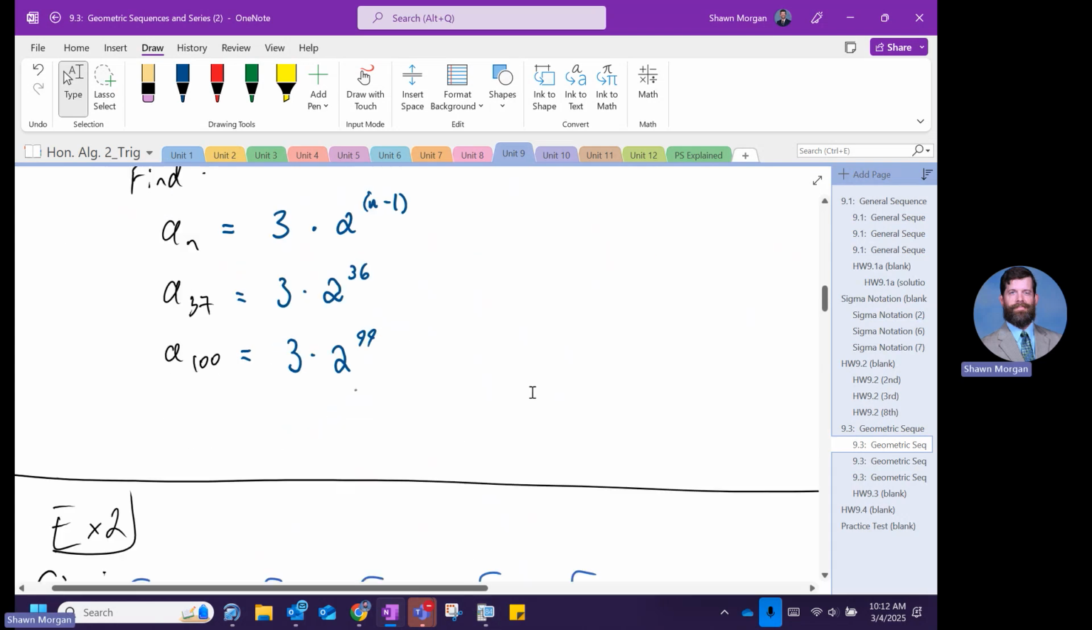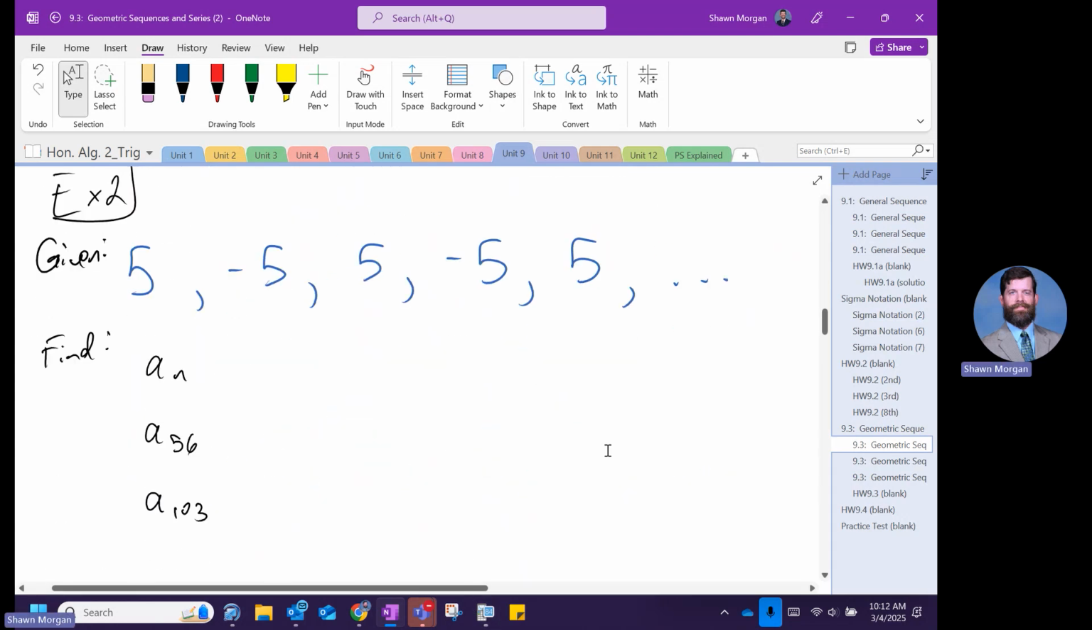All right. Here's our next example. This one looks a little weird. What do you reckon? Is this arithmetic or geometric? This is arithmetic. All right. So what would your common difference be? How do you go from 5 to -5?